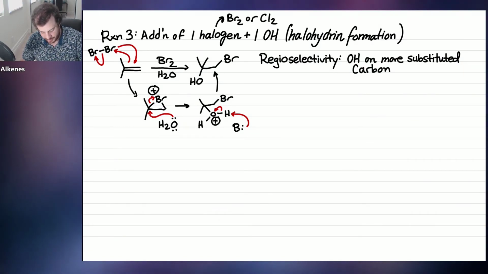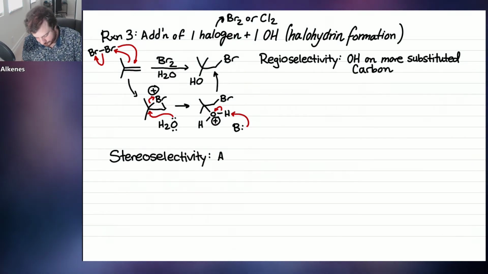In other words, the OH group goes onto the carbon of the alkene that has fewer hydrogens or more other carbons. This reaction also has stereoselectivity, and it's anti. So let's take a look.